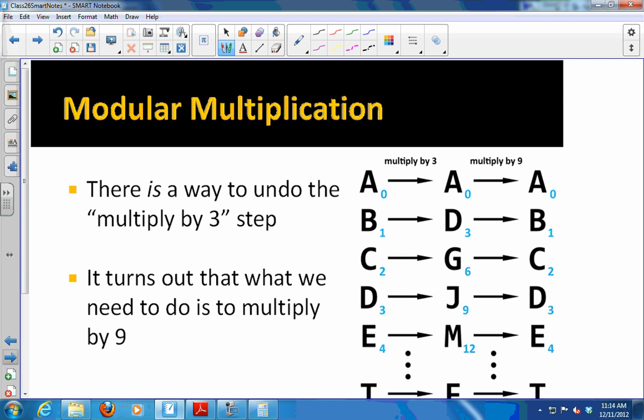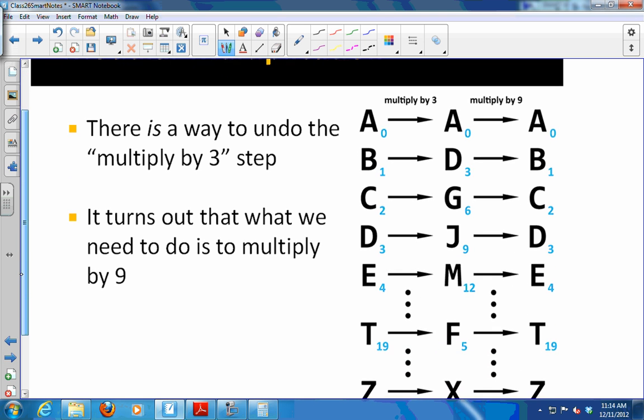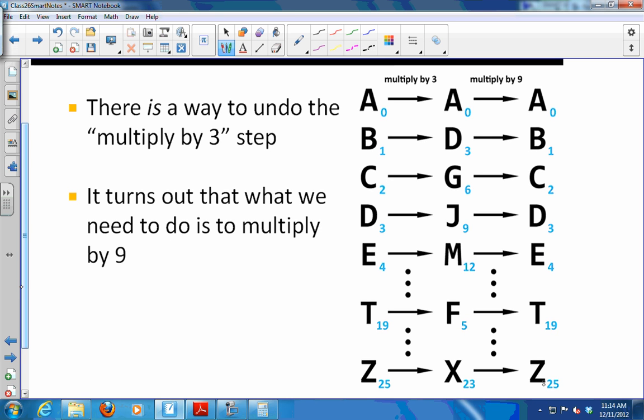It does have to do with subtracting 26. So let's see what happens to A when you multiply by 3 and then by 9. If you multiply 0 by 3, you get 0. And if you multiply 0 by 9, you get 0. So A goes back to A.